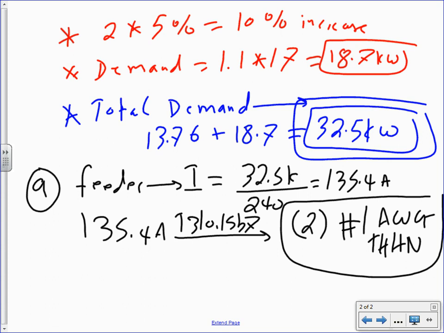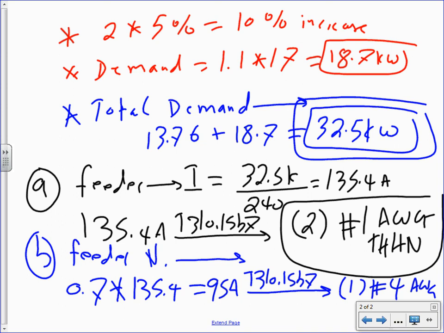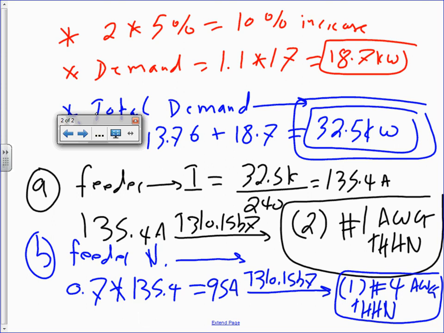Now for the neutral, guys, B is feeder neutral. For the neutral, the only thing you do is you cut this by 70%. You take 0.7, multiply it by 135.4. That'll get you a healthy 95 amps. Now you're going to take it to the same table 310.15(B)(7), and that will get you one conductor, number 4 AWG THHN. That's your neutral. Any comments, guys? Any questions about the phase and neutral for this feeder?